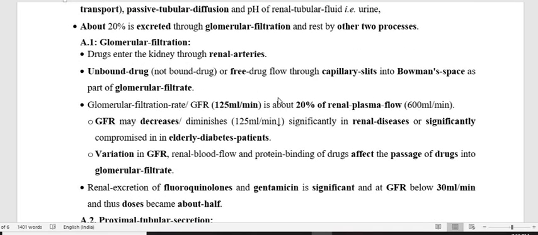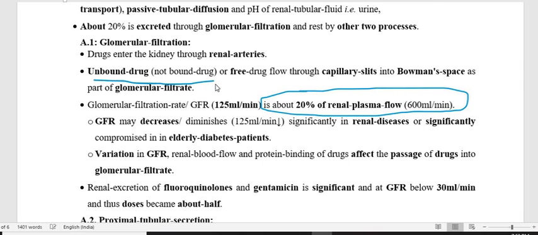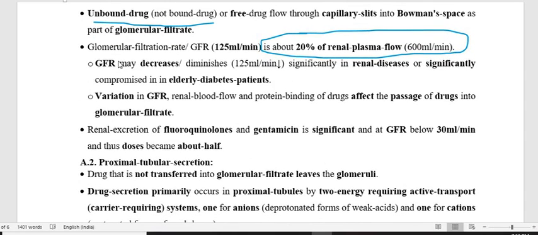So in glomerular filtration, about 20% of the drug is going to be excreted out through this route, and that is usually the unbound form. This is very, very important. The other point is that glomerular filtration of the drug is dependent on the GFR, the glomerular filtration rate, and this is going to influence it very importantly. Also it depends on the renal blood flow, and on the protein binding of the drug.